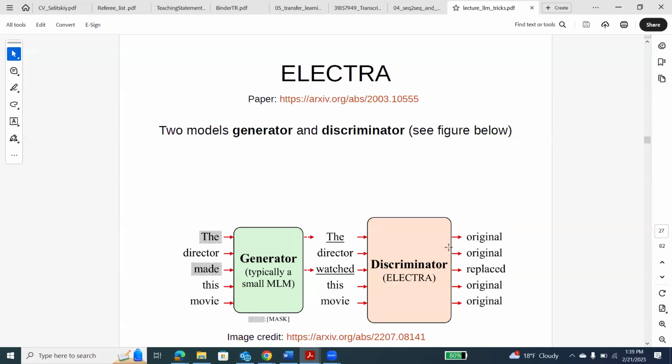The other modification of BERT model is called Electra. It's not used now, I think, anymore. Almost not used. So the idea was to train two models. The first model, generator, is the BERT, the encoder of transformer. And the second model is also transformer, but it was trained separately.